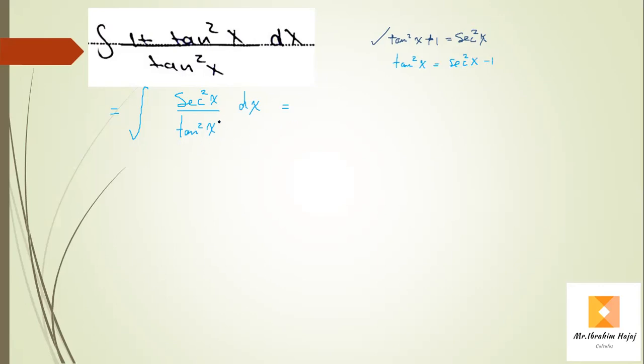So the denominator will be two terms. We convert secant squared x to 1 over cosine squared x, and tan to sine over cosine. If you use this one, it's still the same problem. But convert sec squared as 1 over cosine squared x.